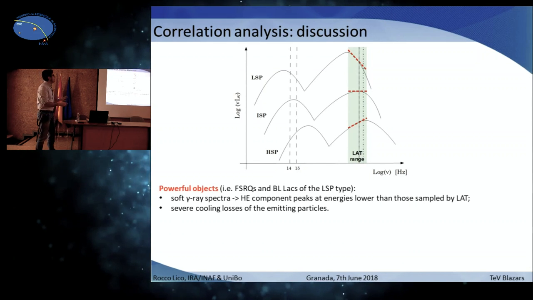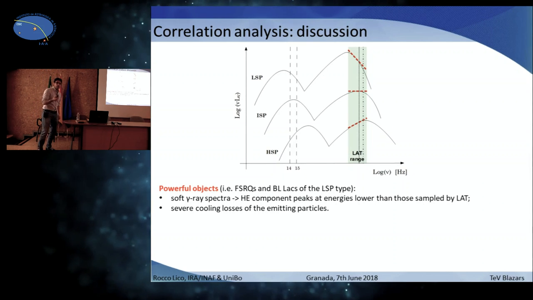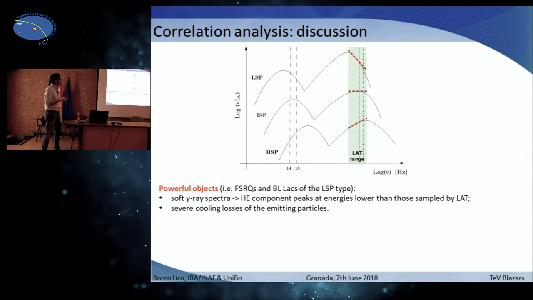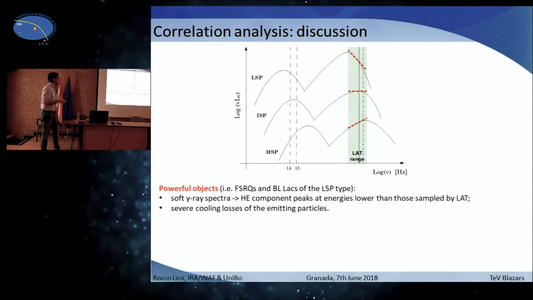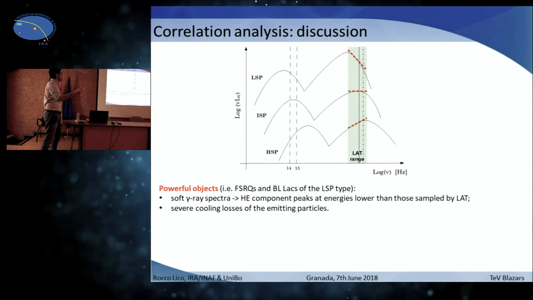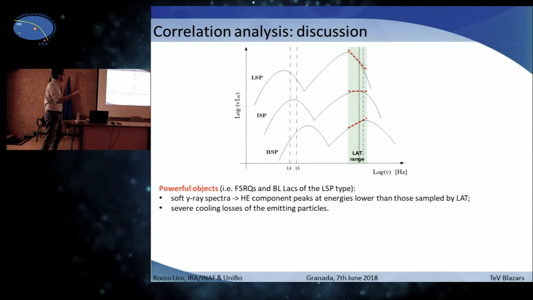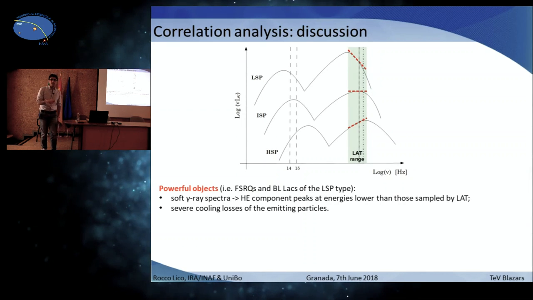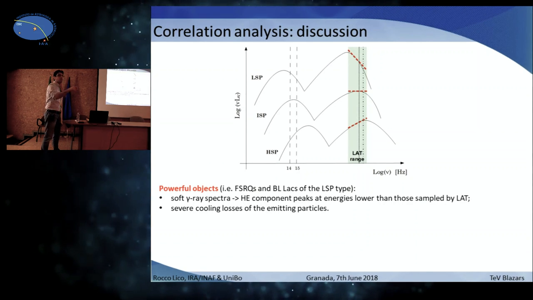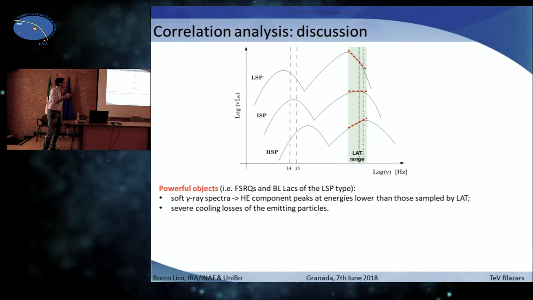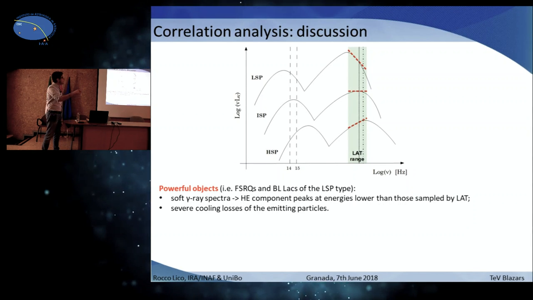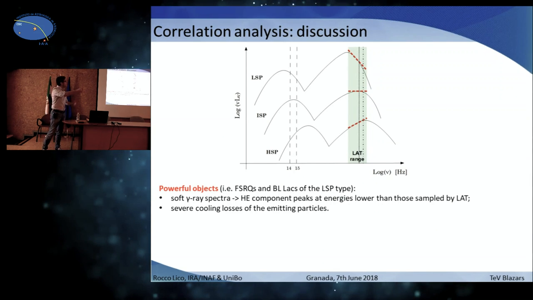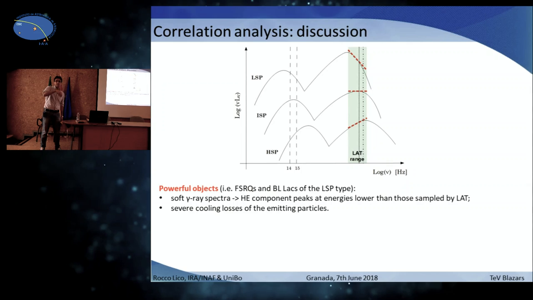If we look at the low synchrotron peaked blazars, which are the most powerful ones, they have high energy gamma ray spectra which are softer than the high synchrotron peaked ones. As you can see from this cartoon, the high energy component of low synchrotron peaked blazars is peaking at energies which are lower than those sampled by the Fermi satellite. And so we are sampling the part of the spectrum which is strongly decreasing, mainly because of cooling losses. This effect is much more important when we consider the 1FHL and 2FHL, where we are limited to the highest part of the spectrum, where the steepening is really severe.